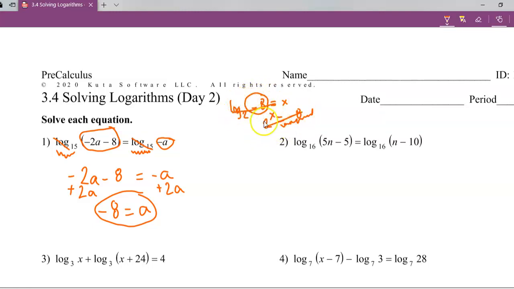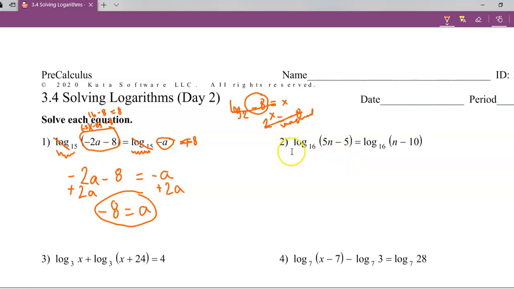Because of that, anytime I have a negative inside my log, the function is going to be undefined. So this was just a side note to explain why we need to check this solution to make sure I get positive numbers inside both of my logs. If I don't get a positive number there, then I know that it's undefined. So if I plug in negative 8 for a here, I'm going to get negative negative 8, which is positive 8. So that one's fine. If I plug it in here, I'm going to get negative 2 times negative 8 minus 8, which is 16 minus 8, which is positive 8. So again, a positive number in both of my logs tells me that this is a good solution.